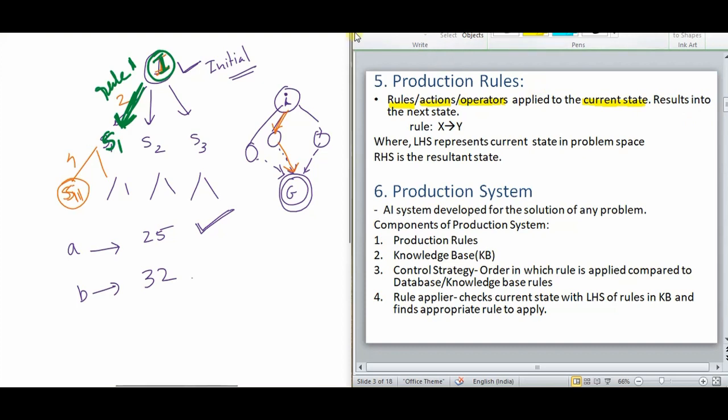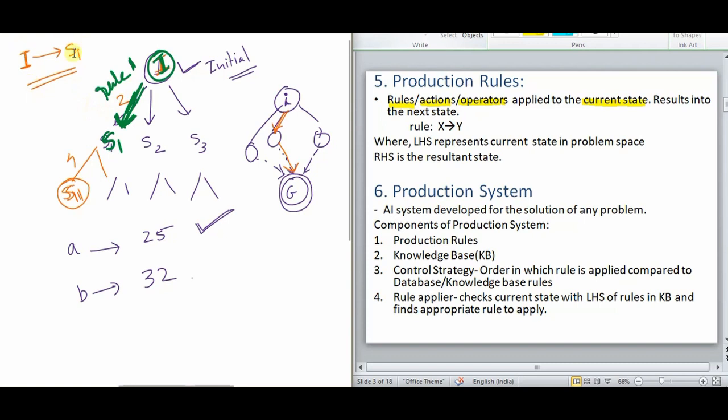So if I wanted to write the rule, this is a graphical representation, but if I wanted to write the rule for what has happened here, I could have written from state I, on applying this rule, the machine moves to the state S1. So this is a rule.